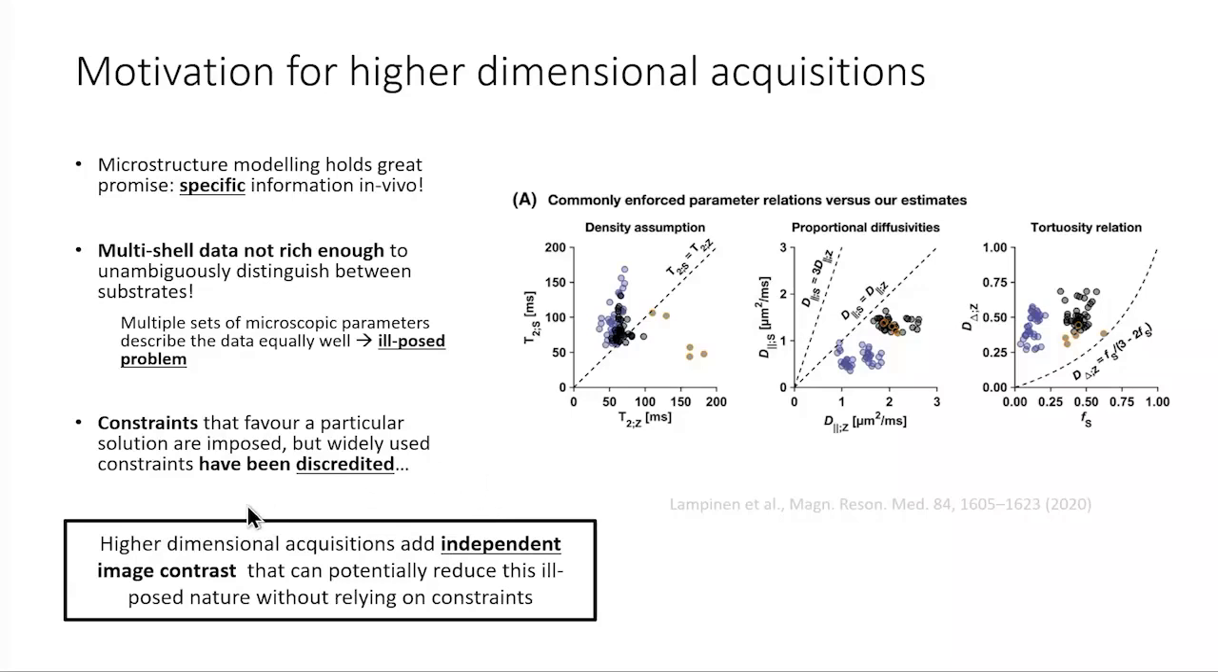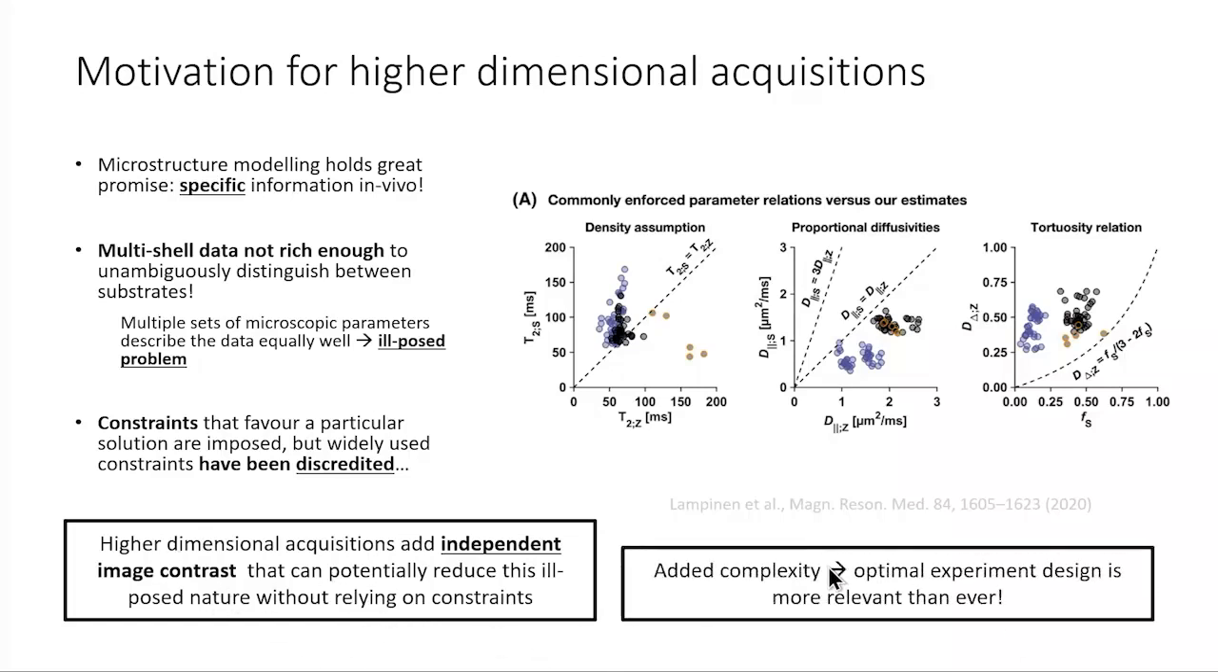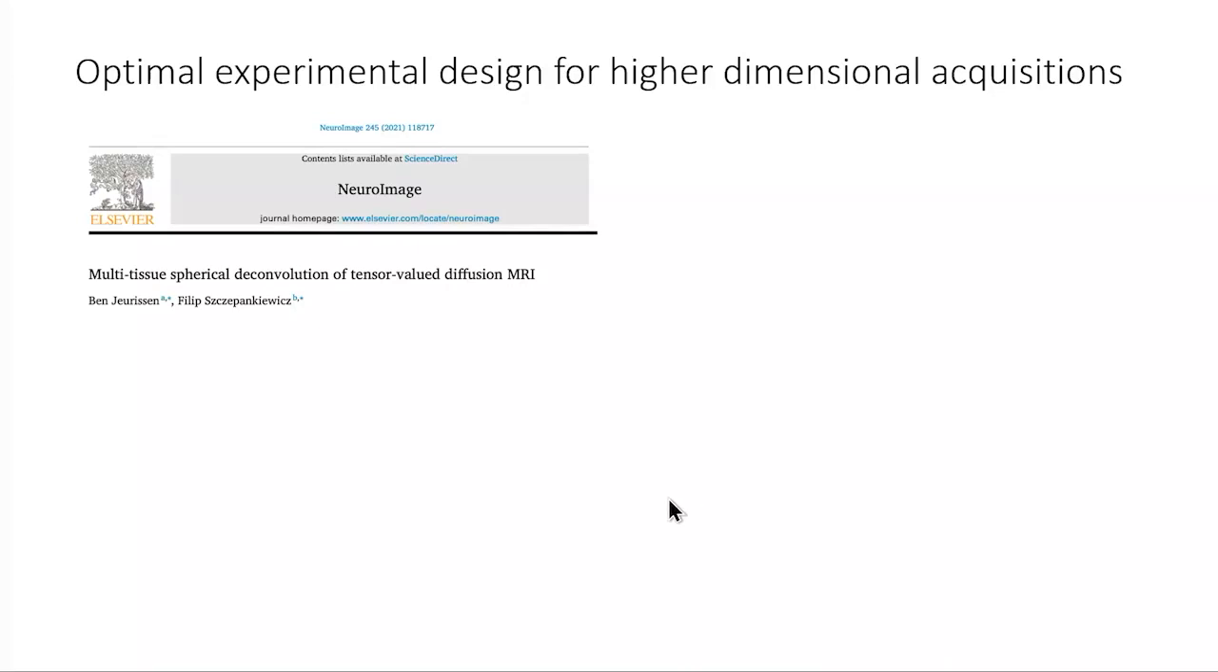So the idea of higher dimension acquisitions is to add independent image contrast that can potentially reduce this ill-posed nature, and doing so without having to rely on constraints. And because these higher dimensional acquisitions become more complex because of all the dimensions, optimal experimental design is becoming more relevant than ever. So let's look at two examples of optimal experimental design for higher dimensional acquisitions.